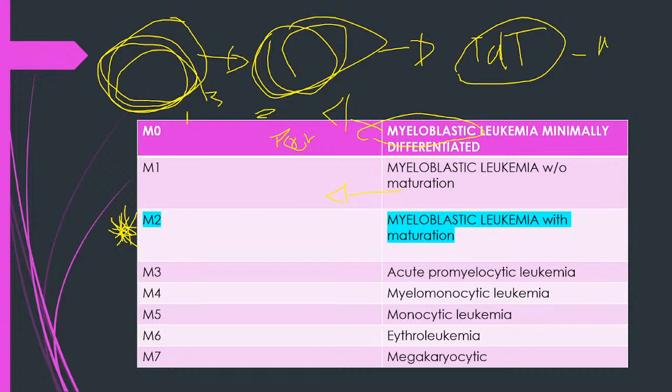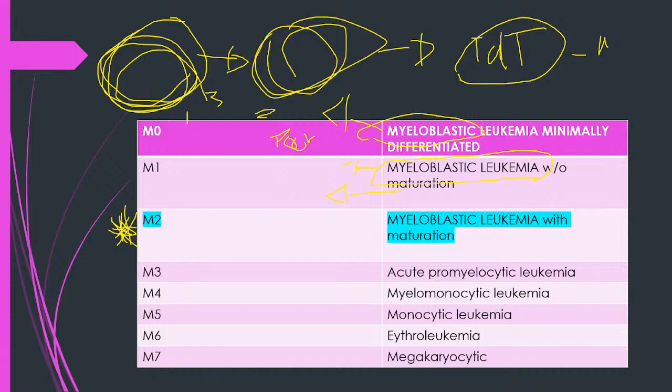All right? And this one, leukemia without maturation, means there are no other cells present. So it's just myeloblastic leukemia, and most of the cancer cells that you will see in the bone marrow and the peripheral blood smear are myeloblasts. All right?